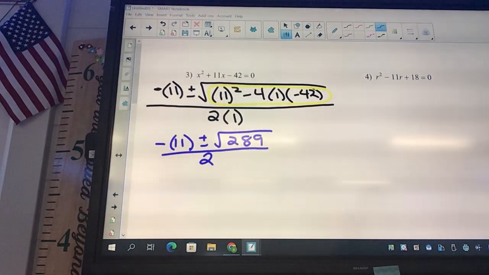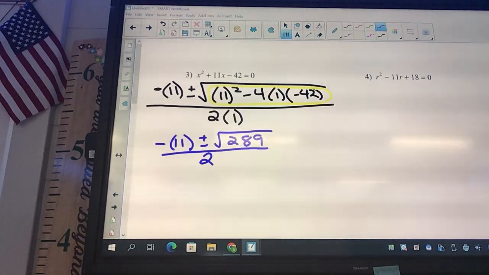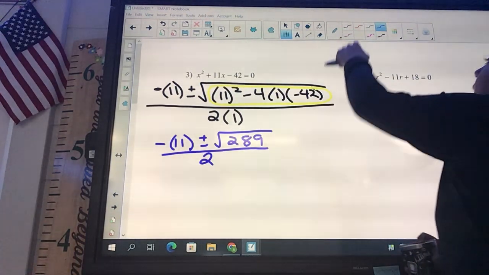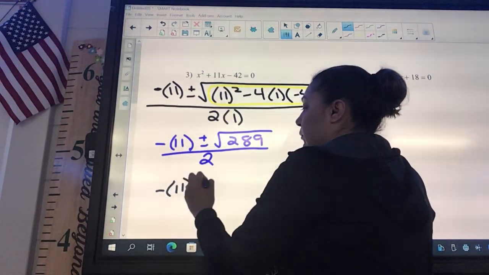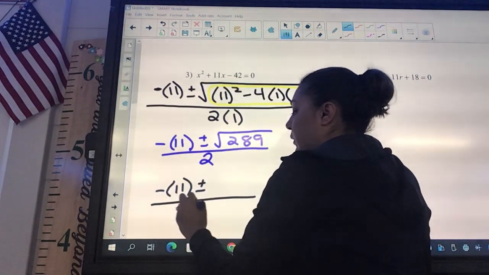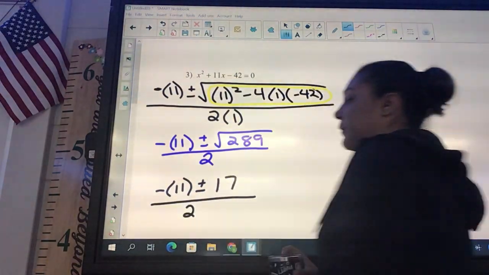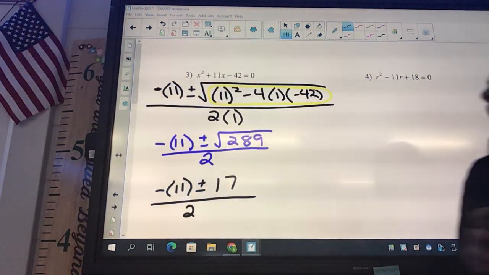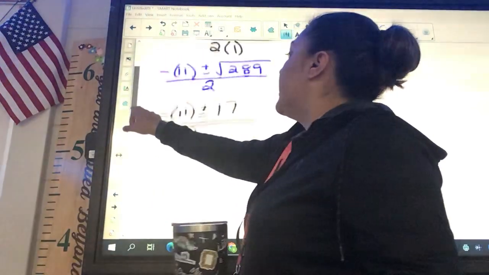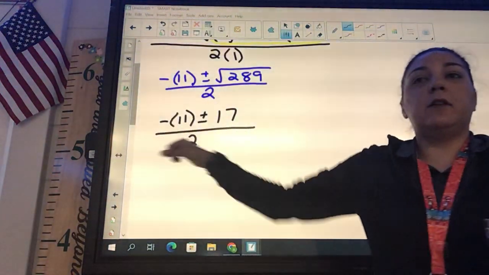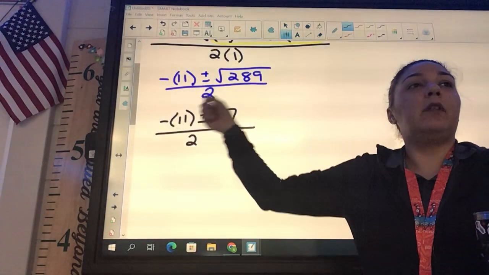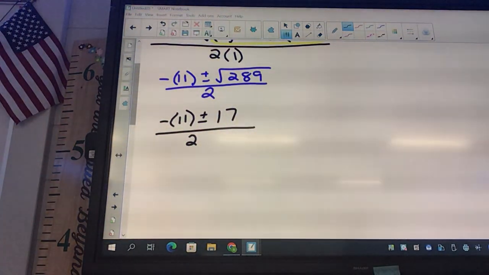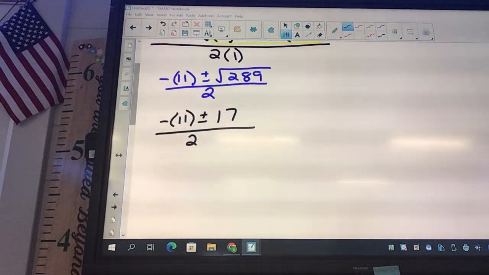Now what do we type on the calculator? Square root of 289. Huh? 17. Okay, now this is where I said you can kind of skip a step, is just type them in on the calculator. You can type in -11 plus 17 over 2, and then -11 minus 17 over 2. If you want to write them all out, by all means, go right ahead.